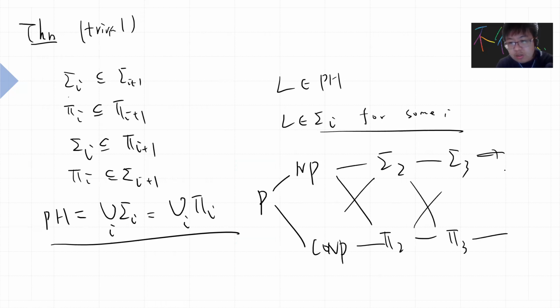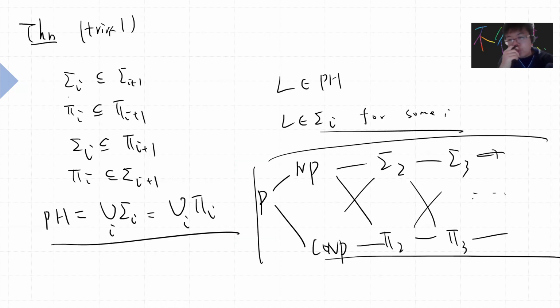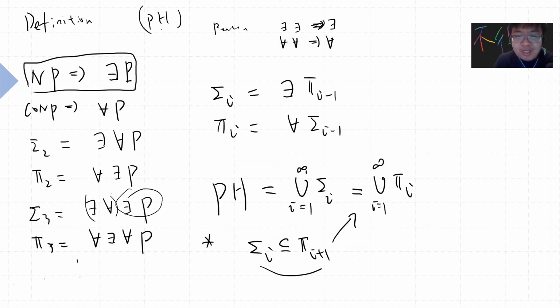So this is the usual diagram of the polynomial hierarchy, and Wikipedia just does the 90 degree rotation. I'm stupid.